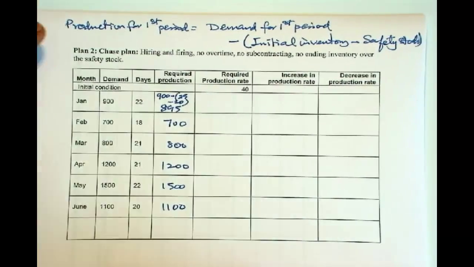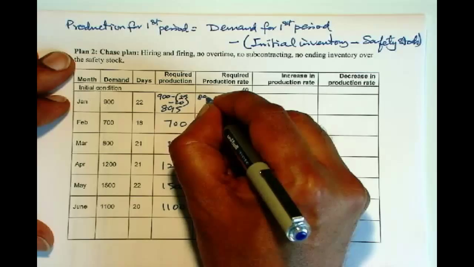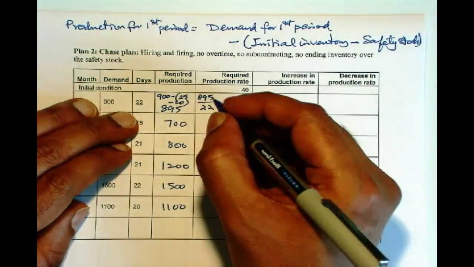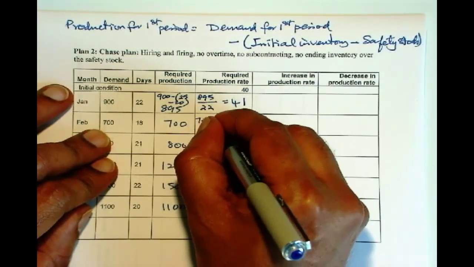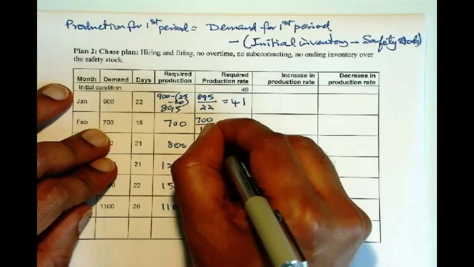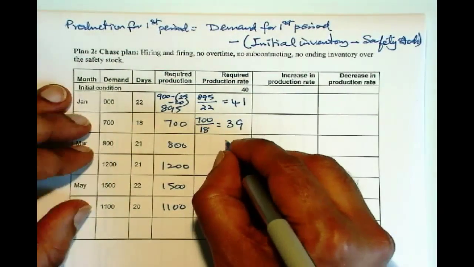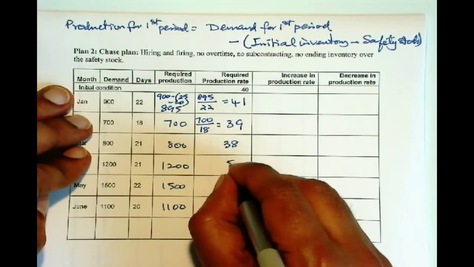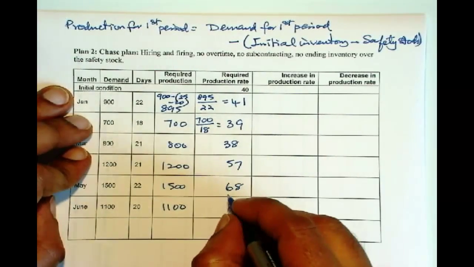Now let's compute the production rate required. So first one is 895 divided by 22, and that is equal to 41. 700 divided by 18, that is 39. And then we can compute it in the same fashion. 38, 57, 68 and 55.